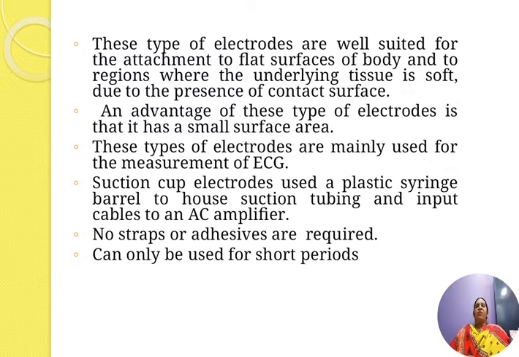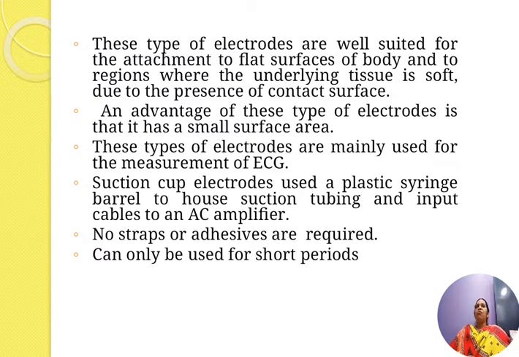An advantage of these types of electrodes is that they have a small surface area. That is the advantage of suction cup type electrodes. These electrodes are well suited for attachment to the flat surfaces of the body and to regions where the underlying tissue is very soft due to the presence of contact surface. They are mainly used for measurement of ECG.